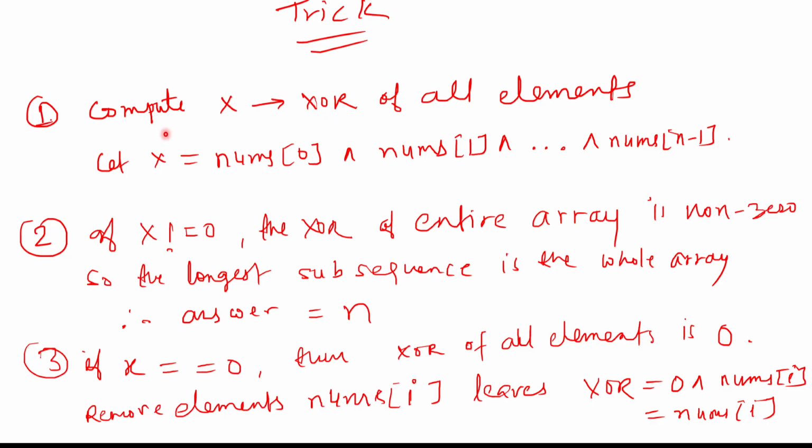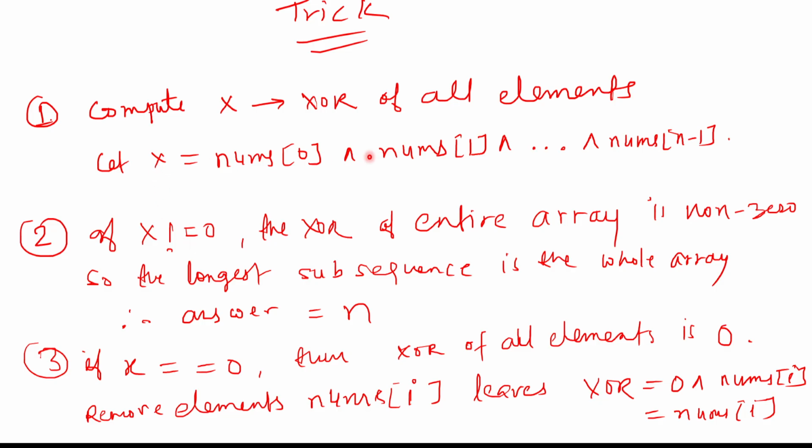The trick is you will compute X, right? How? You will do the XOR of all elements. You will take nums at 0, XOR nums at 1, and so on, until the n-1 element, and you will get the result in X. You need to check if X is not equal to 0, the XOR of the entire array is non-zero, correct?